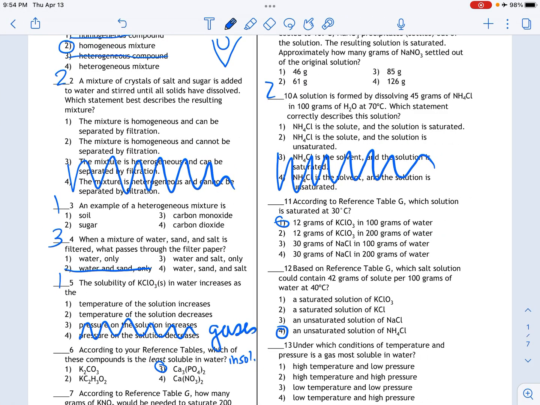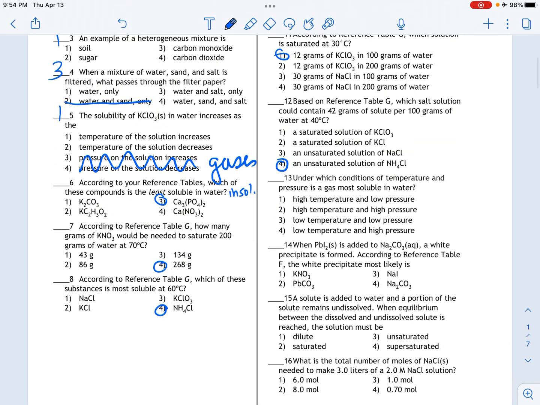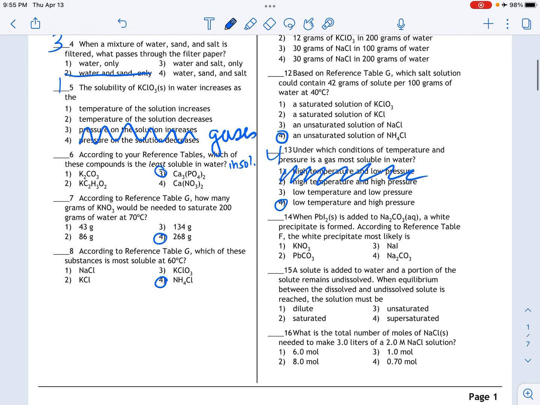Under which conditions of temperature and pressure is a gas most soluble in water? So think about a can of soda. If you want soda to be bubbly, you want it to be at low temperature, keep it in the fridge, and keep it under high pressure. These are opposite conditions of the ideal gas.